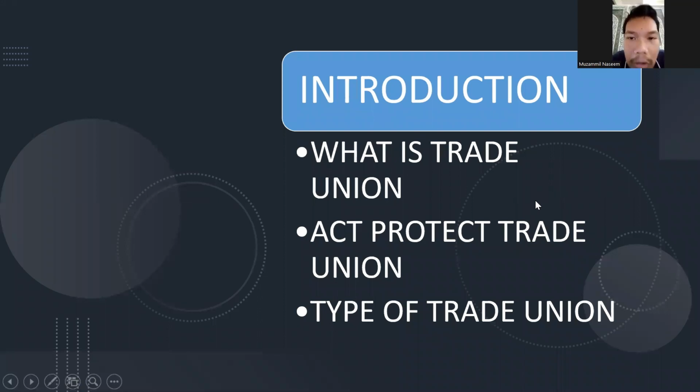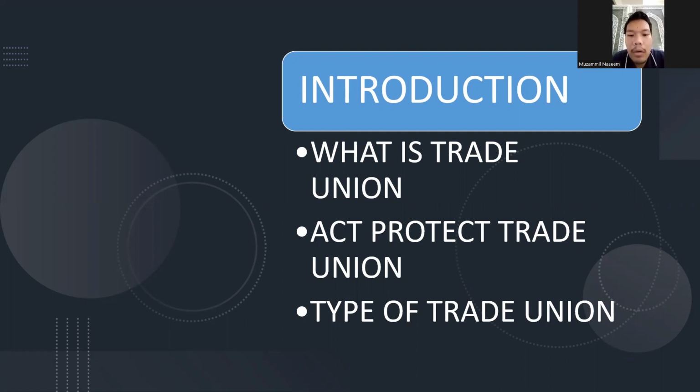I will start with the introduction first. So for this assignment 2, we have to choose one research question, and we have to choose research question number 4, which is trade unions. So what is a trade union? A trade union is a group of workmen or an association who work permanently or on contract in industry.